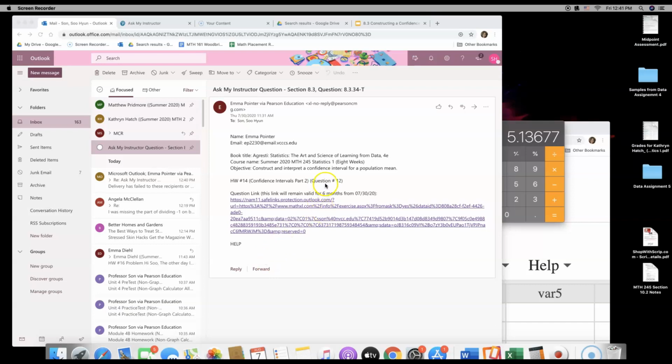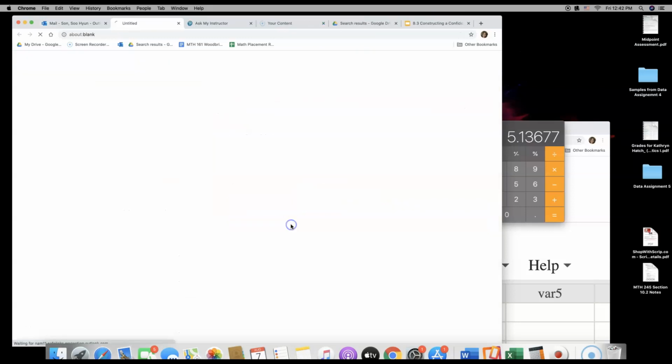Alright, this is for question number 12 and homework number 14, talking about confidence interval part 2. Clicking into the problem. Let's see what this is about.